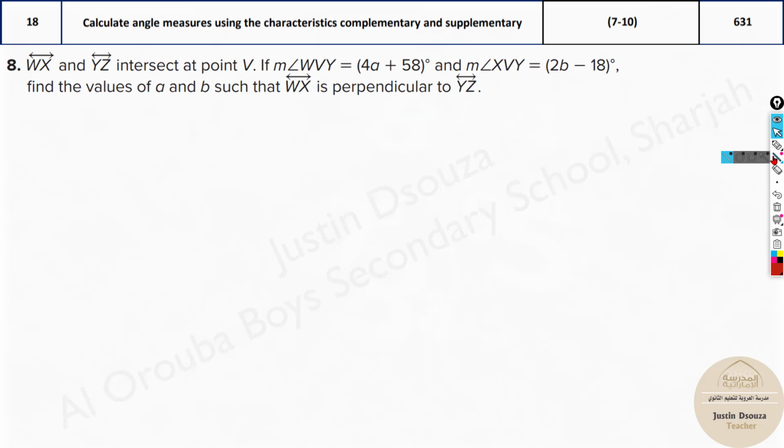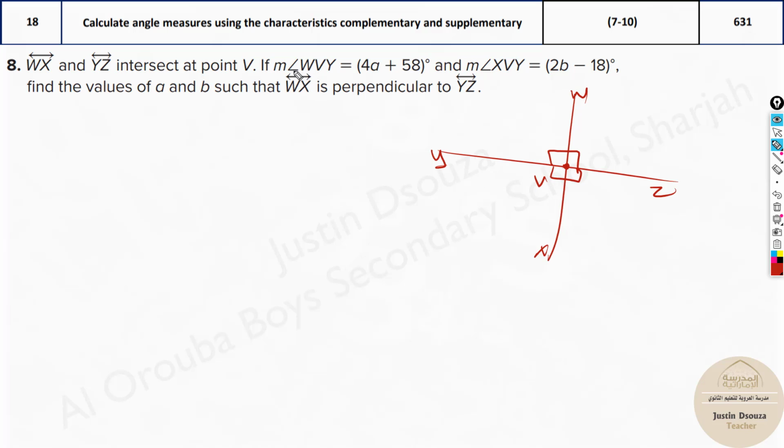We can look at this problem as well, because over here they have told us the lines intersect at a point V. So now we have a line WX and then YZ, and they intersect at a point V, and they have given the measure of the angles. So let's just draw two random lines. I'm drawing them perpendicular. Why? Because they have clearly mentioned over here that they are perpendicular. Imagine this is WX and this is YZ. They are perpendicular, okay. And then the point V is where they intersect.